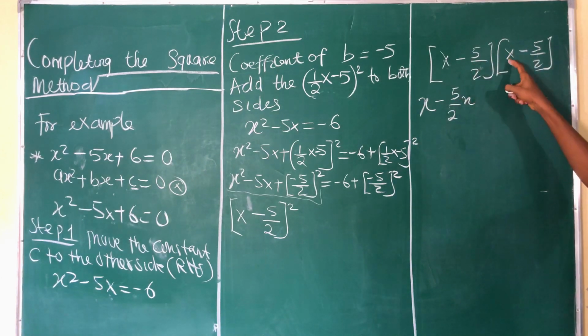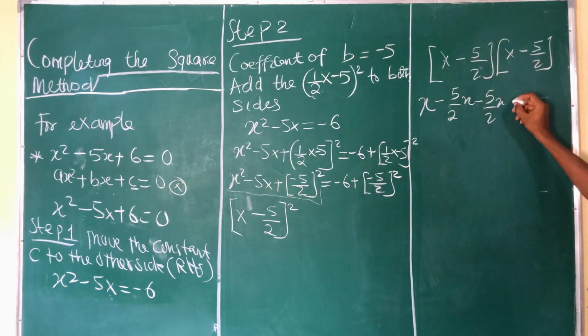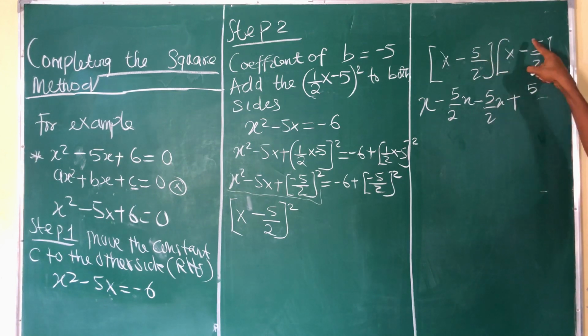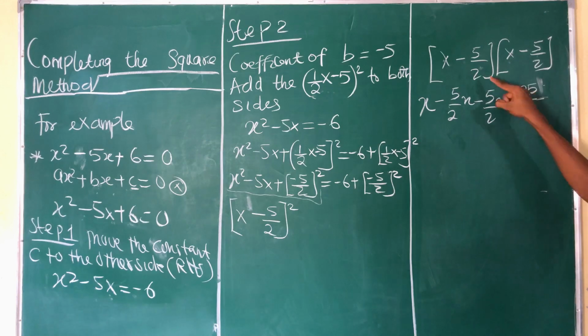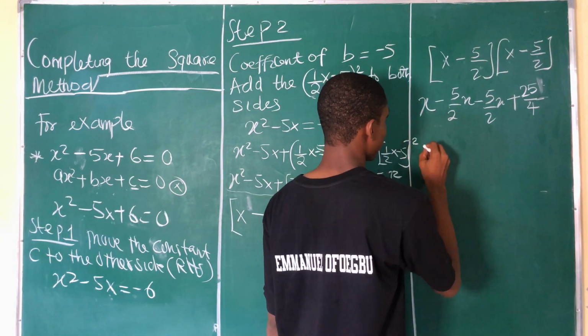Then this one now will multiply this, you have what? Negative 5 over 2 x. This will multiply this, you have positive what? 5. Of course, this multiplied by 5 is 5 square, which is 25. So let's leave it as 25. Multiply like this, you have what? 4. Now, when you add these two, you have what?